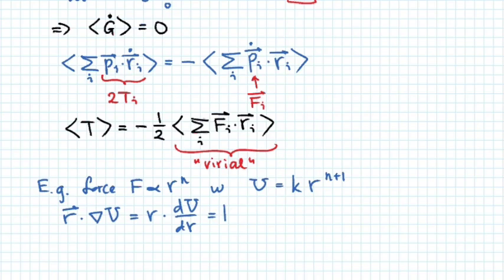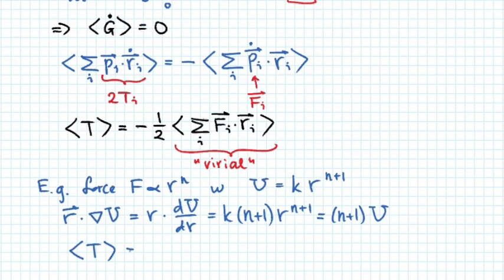It's going to be constant k times n plus 1 times r raised to power of n plus 1, which is, as we see, simply n plus 1 times the potential energy U. Therefore, in this case, Virial theorem is rewritten to say that average of kinetic energy is equal to n plus 1 divided by 2 of the average potential energy.